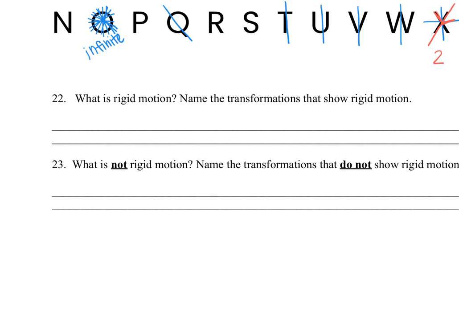All right, number 22 says, what is rigid motion? Name the transformations that show rigid motion. So for rigid motion, our definition is going to be that it keeps the same size. They want us to name the transformations that show rigid motion. So those would be translations, because those are just moving, they're not changing. We'd also have reflections, because that's just flipping over, the size isn't going to change. And then there's one more that's going to be rotations. It's just turning, it's not changing size.